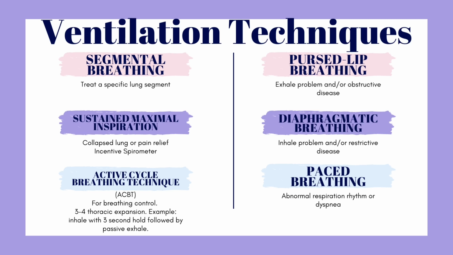There's sustained maximal inspiration. This is used for a collapsed lung or to relieve pain. This is when you see people use those incentive spirometers. Then we have active cycle breathing technique. So you commonly see this as ACBT. This is for breathing control and can be used to clear phlegm if huffing is involved.